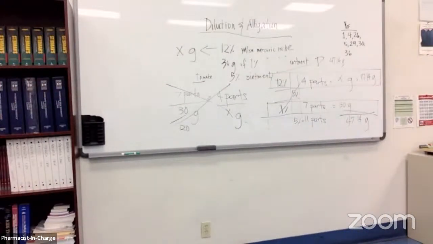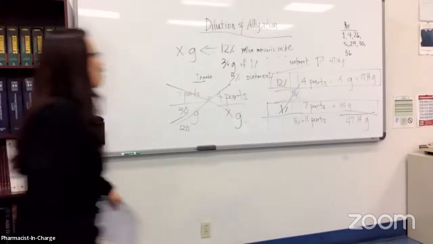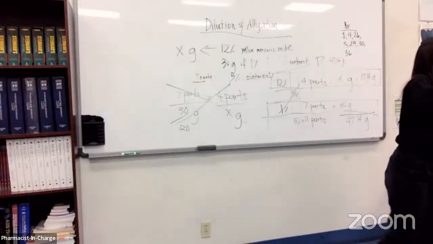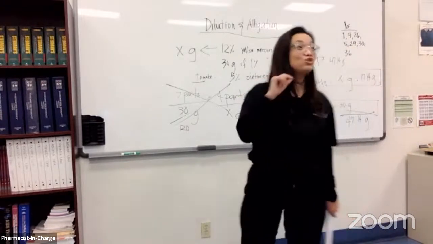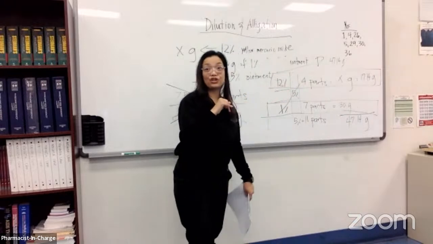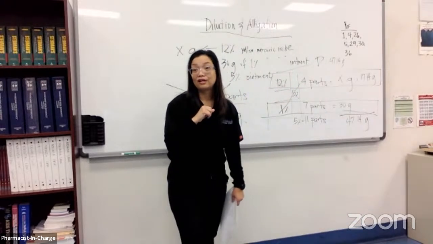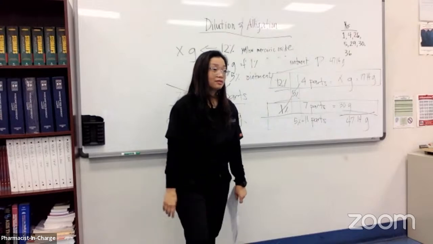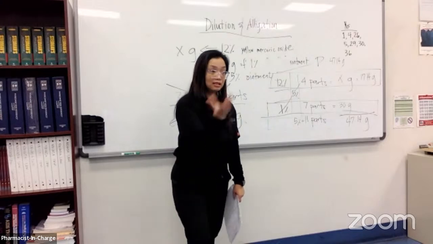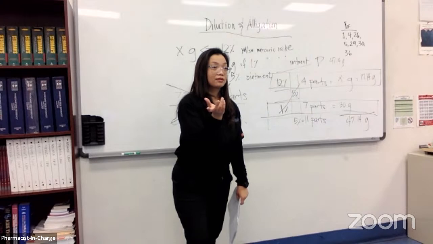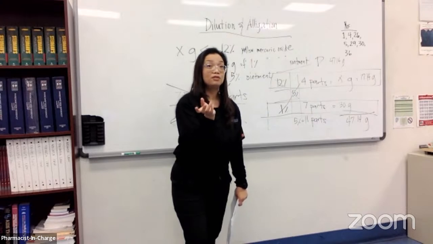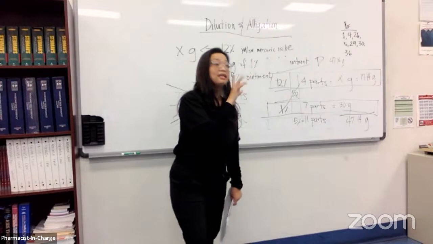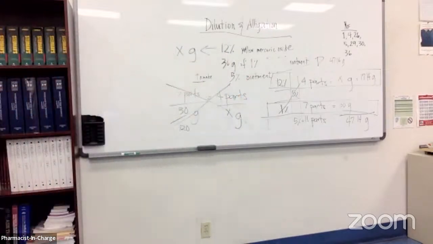The diluent is the amount of liquid, usually in the form of water, that you add to dissolve that powder. It can be liquid and liquid too. But the solute will be less than the diluent, okay?